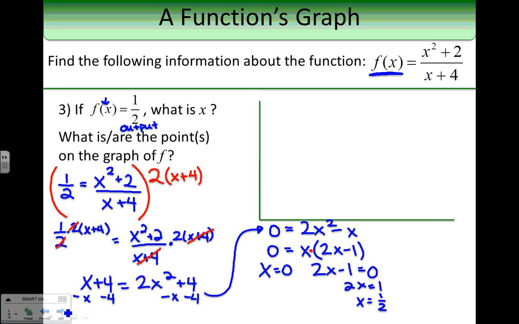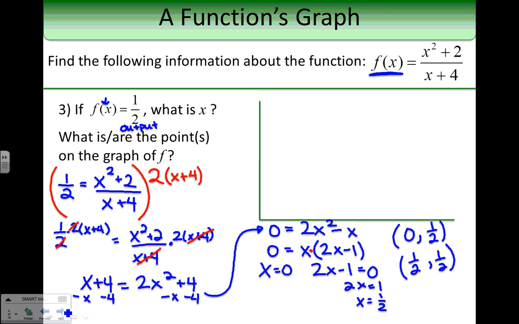So when I have an output of 1/2, then I have an input of either 0 or an input of 1/2. The second question asks us, once I figure out what those inputs are, what are the points on the graph? My x value of 0 was my input, and I had an output of 1/2. When I had that input of 1/2, that x value, my output is also 1/2.